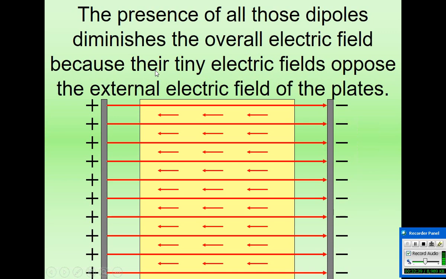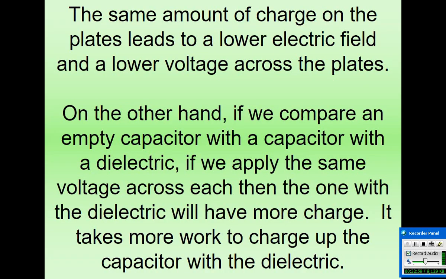So you might see each of these macroscopic electric field lines from the parallel plates and all of these little microscopic electric field lines from the individual atoms and molecules. You just get that the net electric field is less than just the electric field provided by the plates. Therefore, the same amount of charge on the plates leads to a weaker electric field between the plates and a smaller voltage difference across the plates, and it allows you to store more charge more safely.